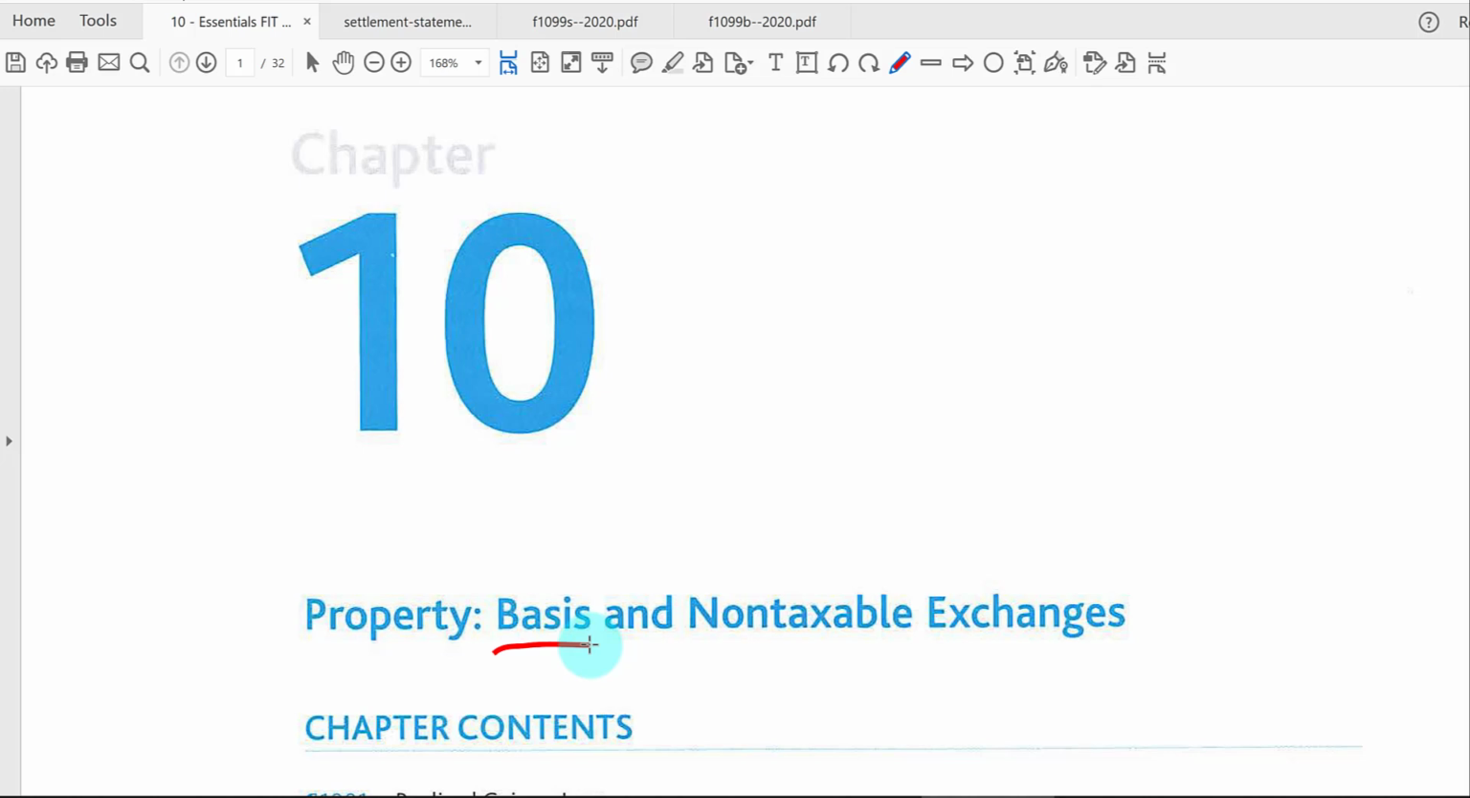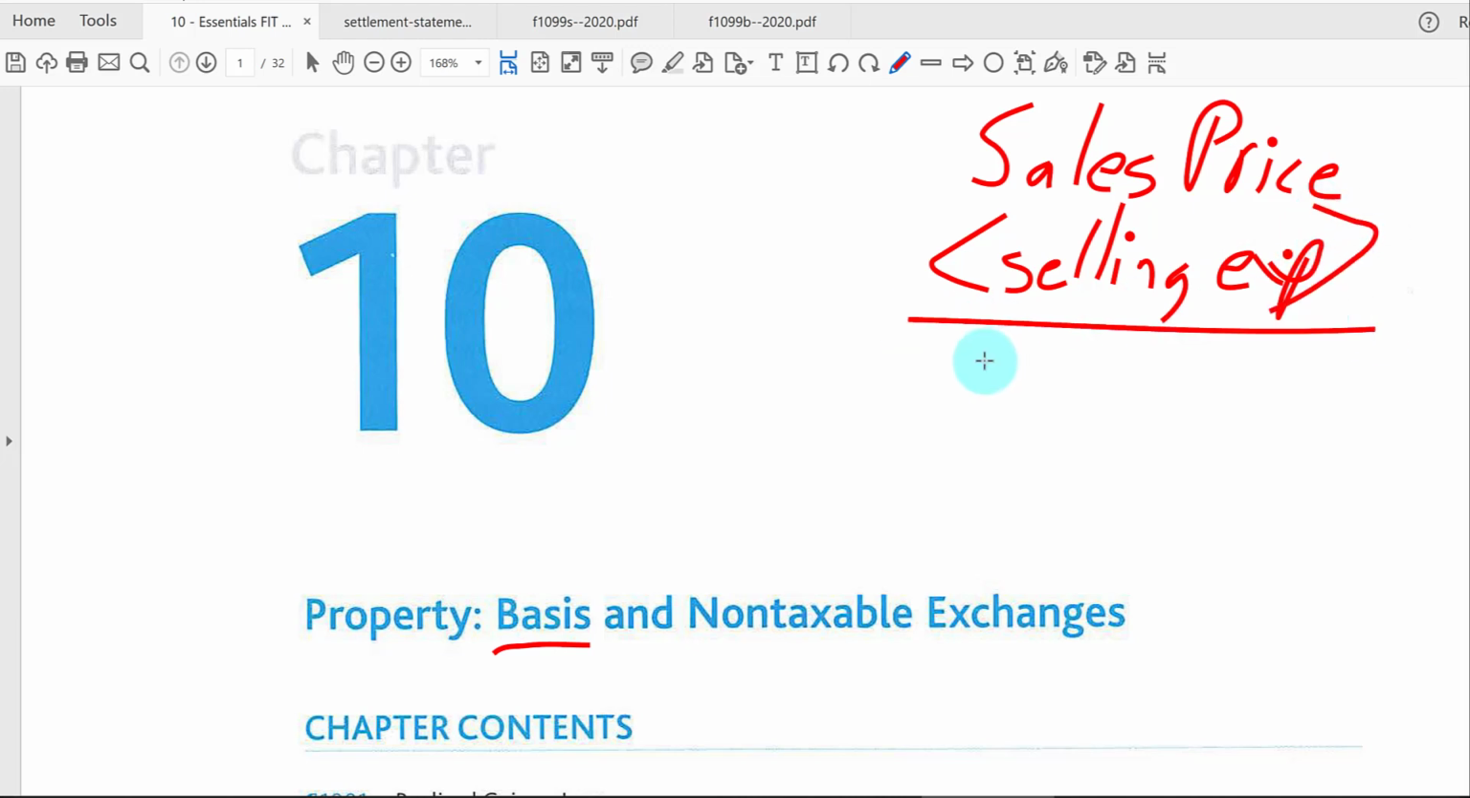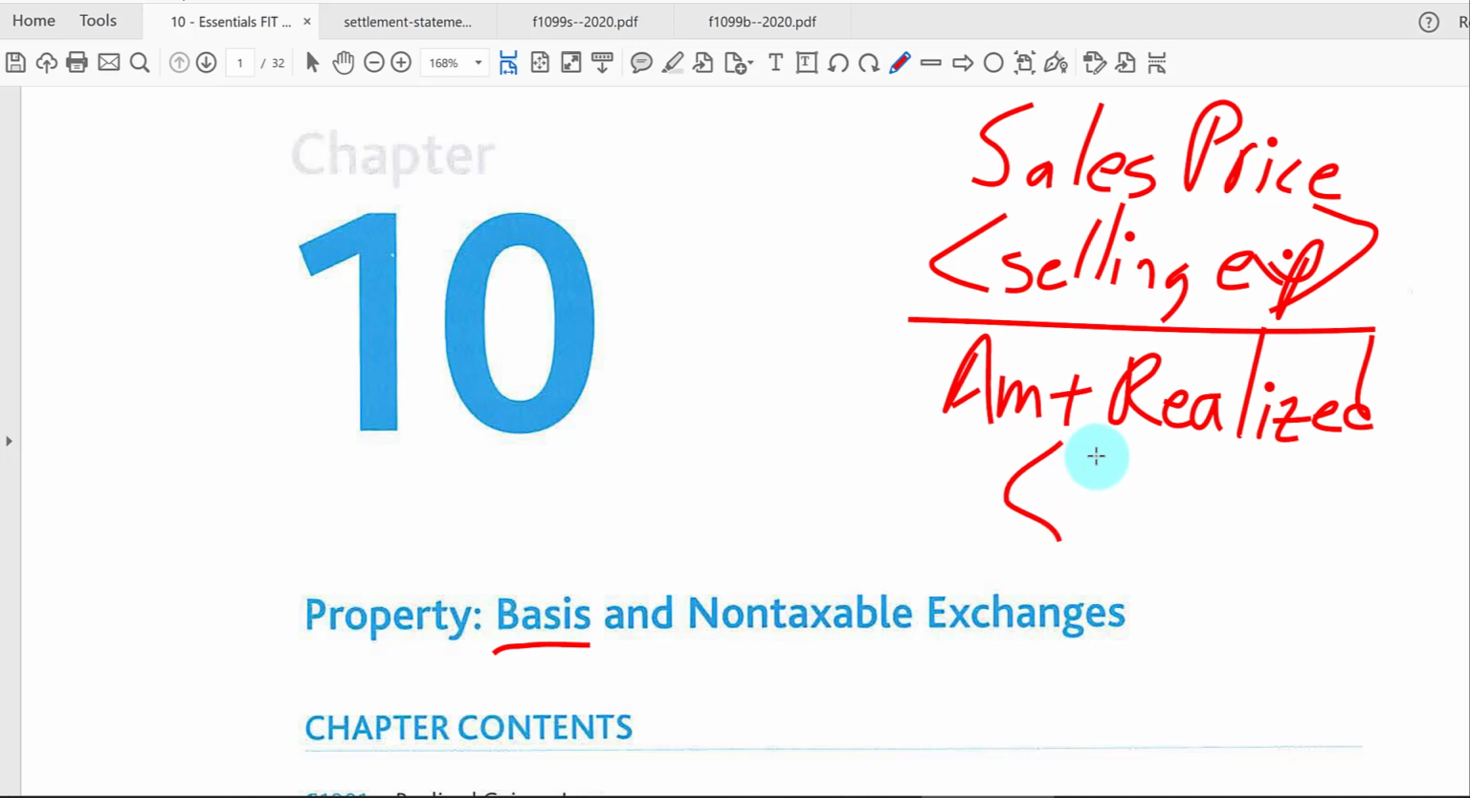Let's first look at that gain and loss formula, where we start off with the sales price and then subtract out the selling expenses. And the remainder is not the gain or loss, but it's the amount realized, from which we're going to subtract out that basis amount, here called adjusted basis, that we'll talk about in the part 3 video, our next video.